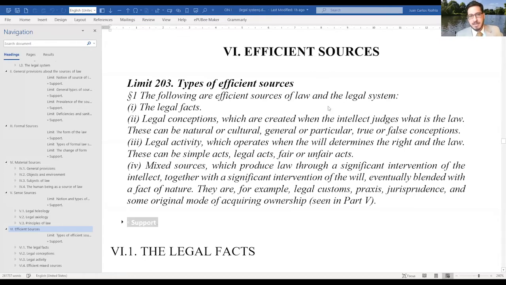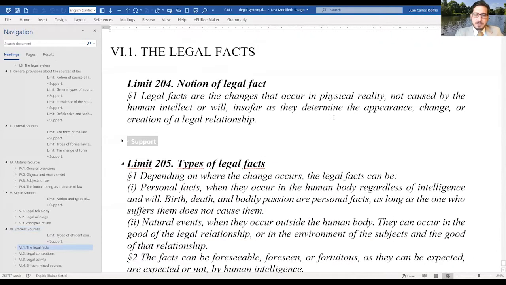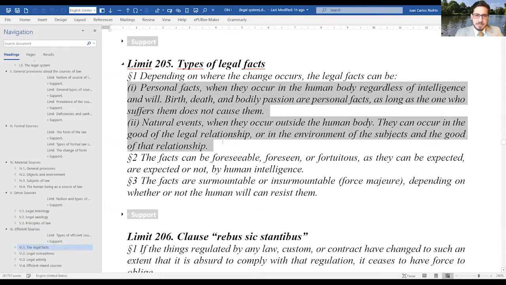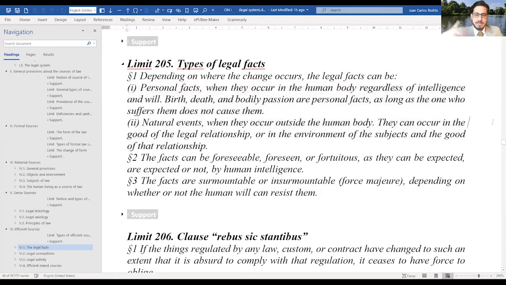That is a summary synthesis of the main reasons that all kind of people of all religions have about law. So we have seen this legal fact, the notion, well, is the changes that occur in the physical reality. And we have seen that there could be two kinds of legal facts, personal facts and natural events, no? If these kind of things happen without the intellect and without the activity of the will.